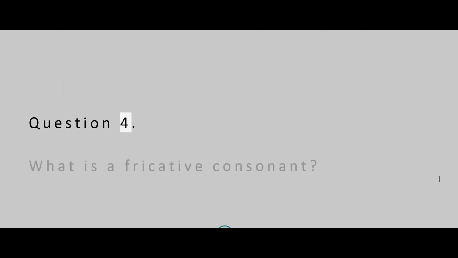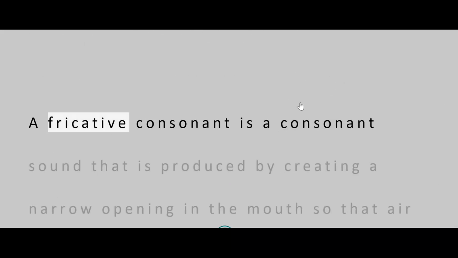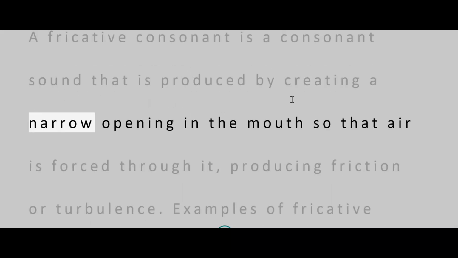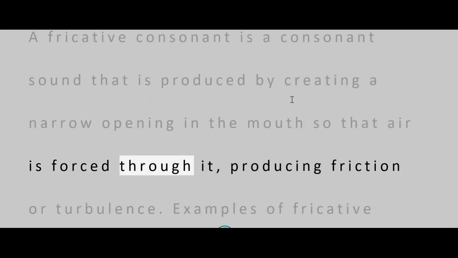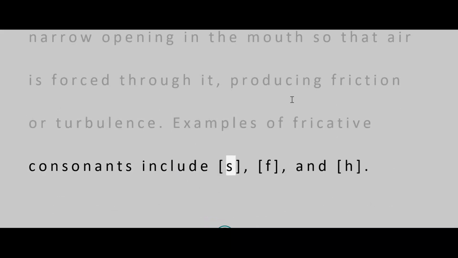Question 4. What is a fricative consonant? A fricative consonant is a consonant sound that is produced by creating a narrow opening in the mouth so that air is forced through it, producing friction or turbulence. Examples of fricative consonants include S, F, and H.